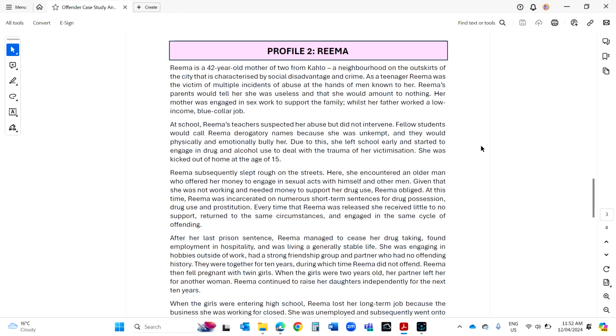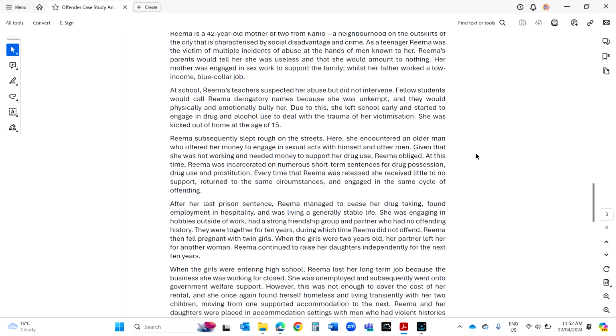So we're starting to see that from a very early age there may have been trauma experiences for Rima. There is certainly an early experience of victimization and sexual abuse, and obviously it's not a very healthy familial environment for her to grow up in. When she went to school, the teachers suspected that abuse, but there was no intervention there. She copped a pretty tough time from fellow students who would call her derogatory names. They would also physically and emotionally bully her, so we see that victimization continuing.